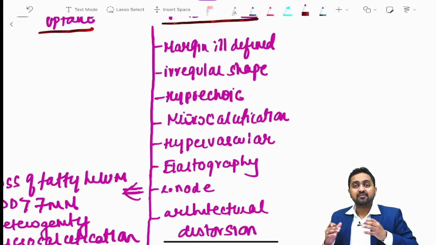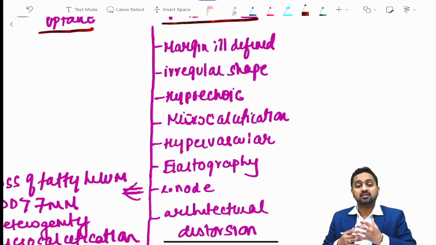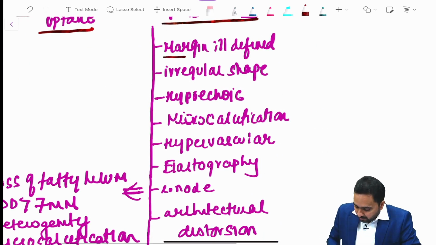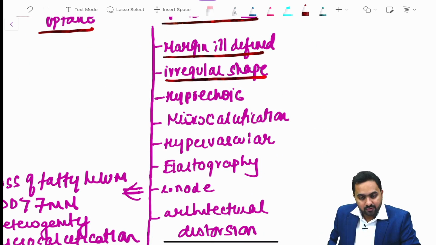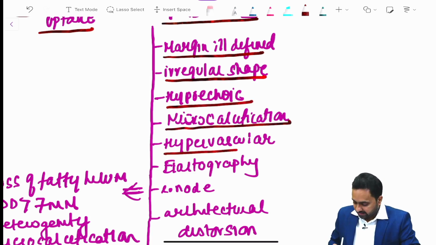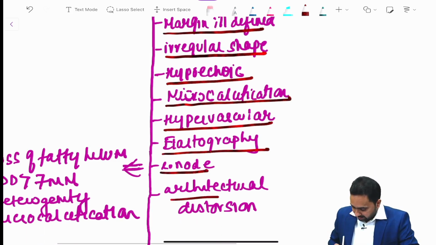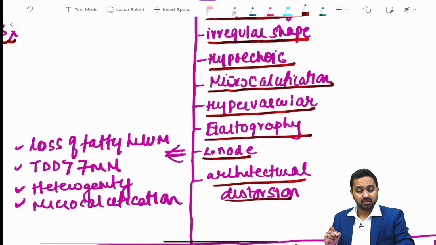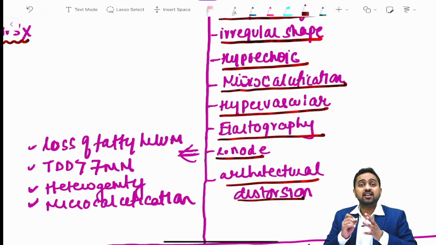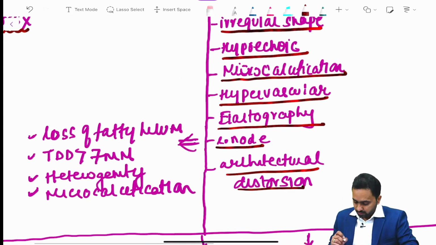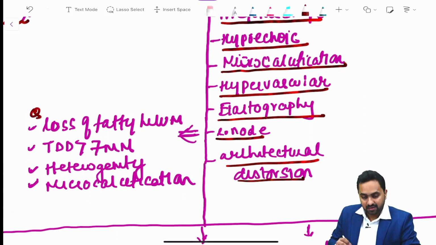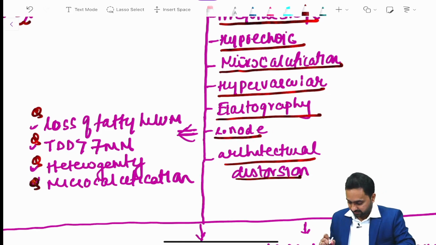The features that I have described over here are the features suggestive of malignancy, like whether the margin is ill-defined, any irregular shape, hypoechoic, presence of microcalcification, hypervascularity, elastography, then the lymph node status and the architectural distortion. In your lymph node status, the features that are suggestive of a malignant lymph node include loss of fatty hilum, a transverse diameter greater than 7 mm, heterogeneity of the lymph node and presence of microcalcification.